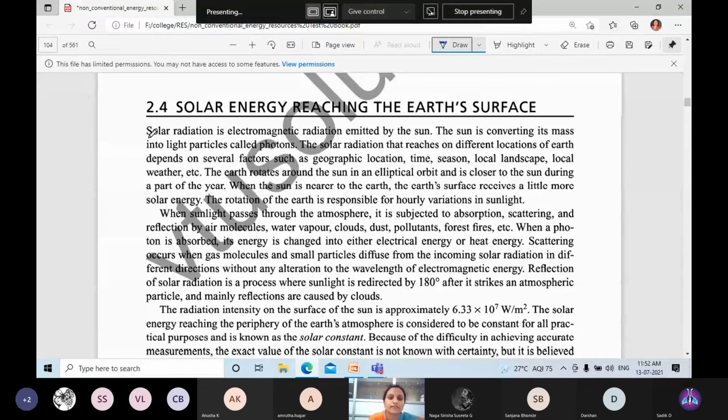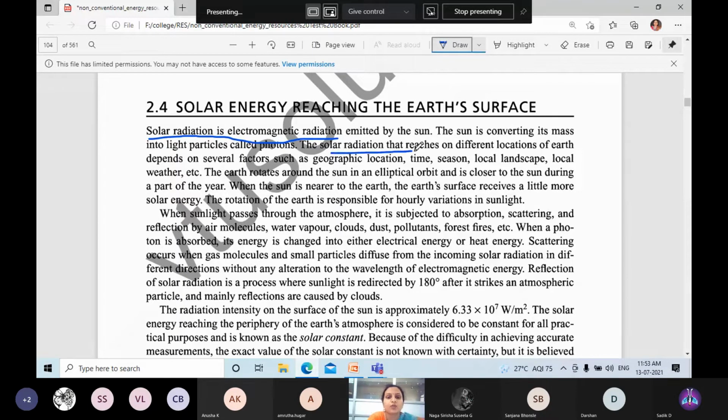Once again, I repeat, solar radiation is electromagnetic radiation emitted by the sun itself, and the sun is converting its mass into light particles that we call photons.